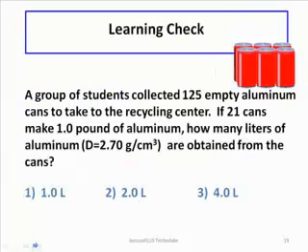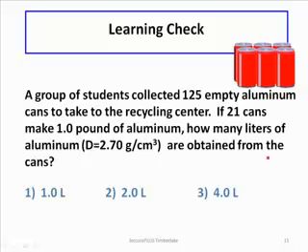All right, here's another one, another word problem for you. Here we have 125 empty aluminum cans, and it says if 21 cans make 1 pound of aluminum, how many liters of the aluminum are obtained from the cans? Well, let's look at this. Lots of numbers in this word problem, but again, remember, if it's given you a relationship between two things, that's typically going to be used as a conversion factor. If it's just given you an amount, that's typically going to be the thing you're going to start with.